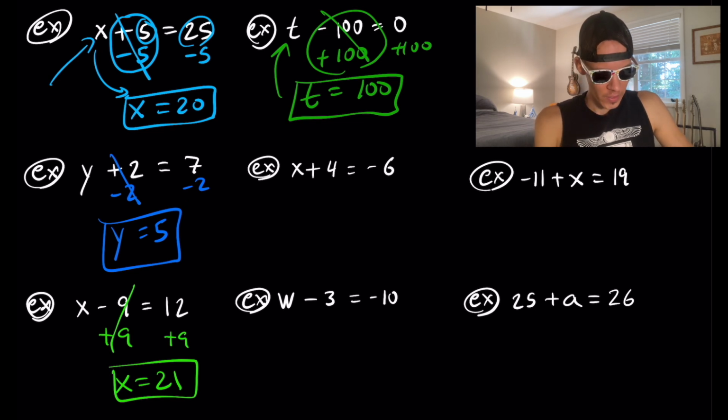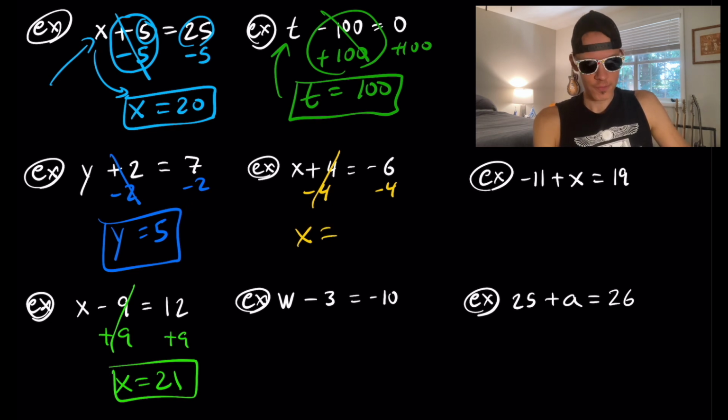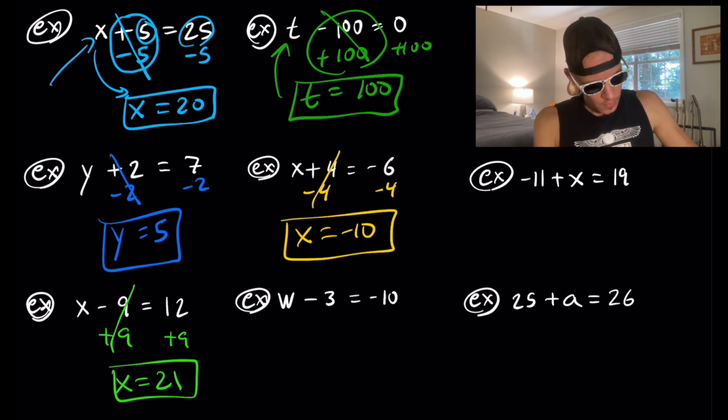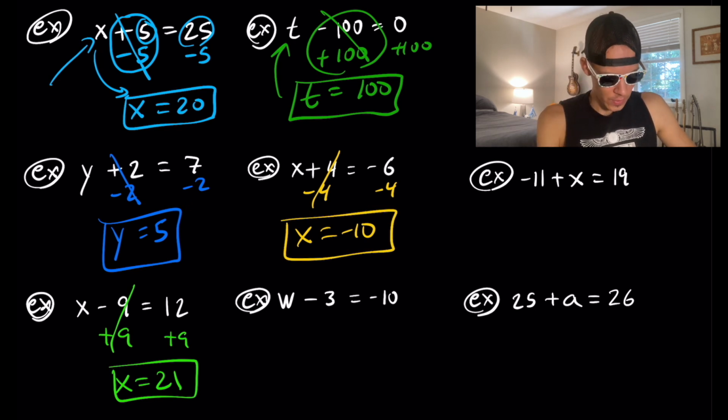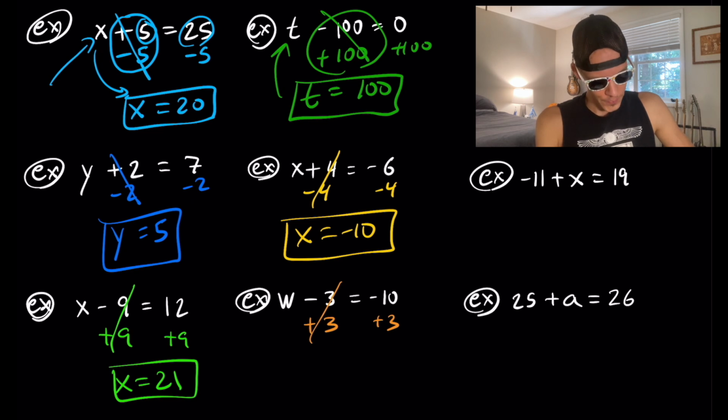All right, x plus 4 equals negative 6. So I'll just subtract 4 from both sides to undo that plus 4. That's going to cancel. So I'll have x is equal to negative 6 minus 4, which is going to be negative 10. All right, w minus 3 equals negative 10. So I'll undo that minus 3 by adding 3 to both sides. Those will cancel out. So we'll have w is equal to negative 10 plus 3 is negative 7.